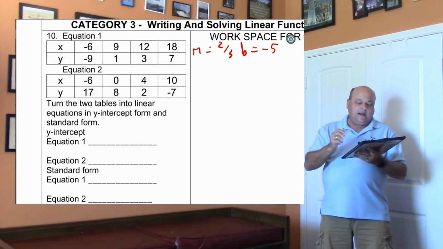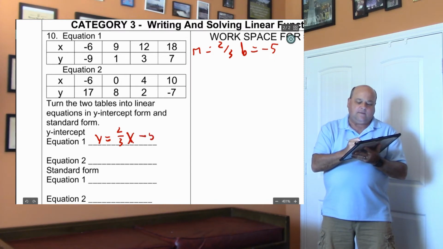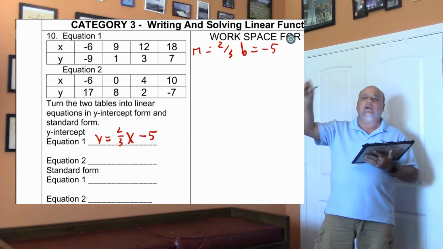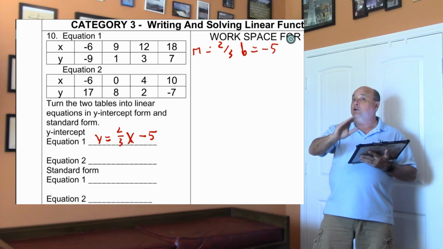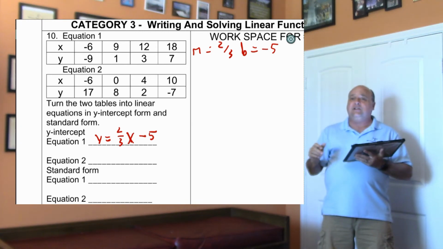Now then, I'm going to write my Y-intercept equation. So Y equals 2/3 x minus 5. Bam! That's a lot easier than getting the 2 points, plugging it into point slope and switching it, okay? You're going to learn a lot of calculator tricks between now and STAR to make this test easier, but if you're not using the calculator, it's not going to help.